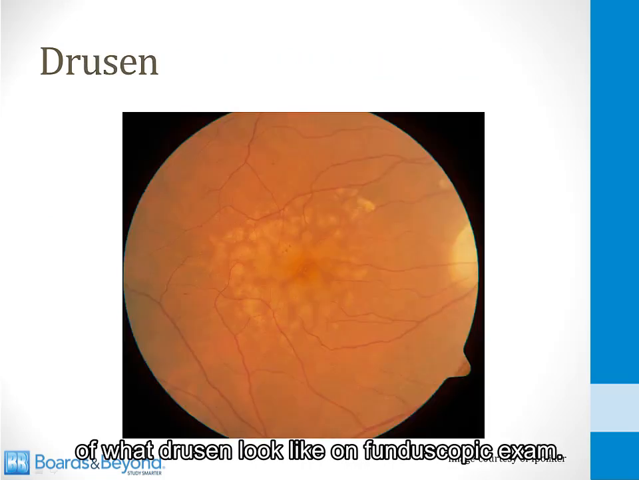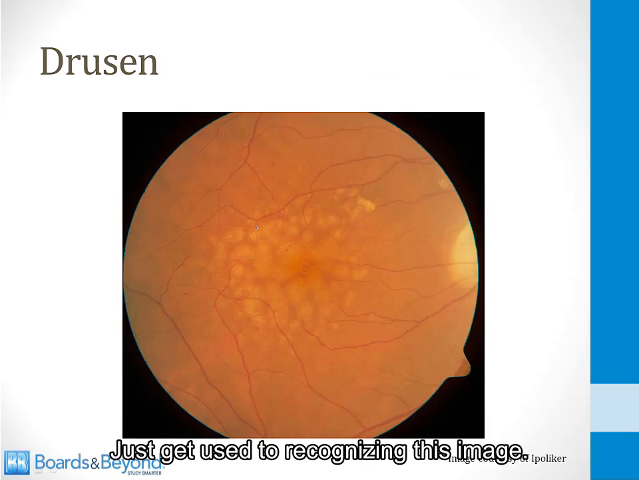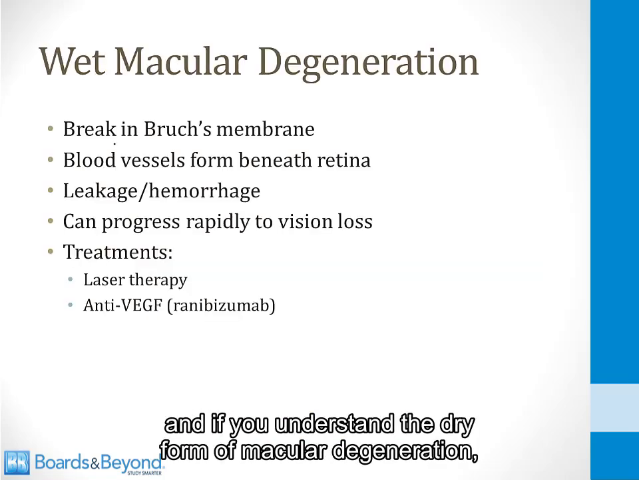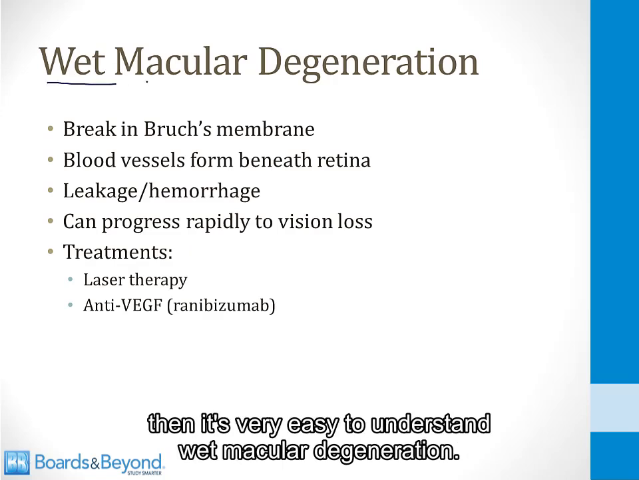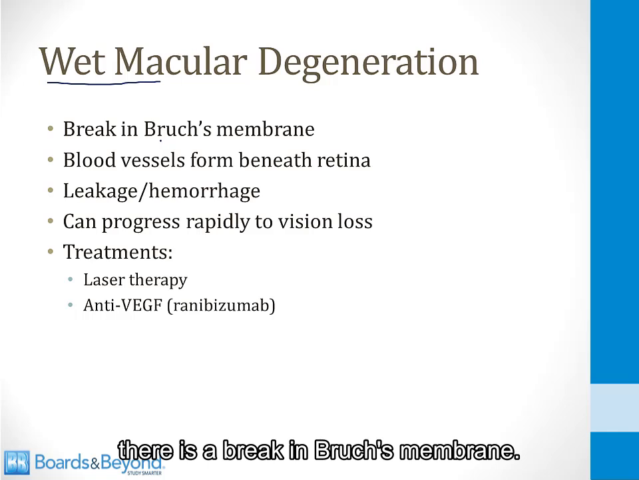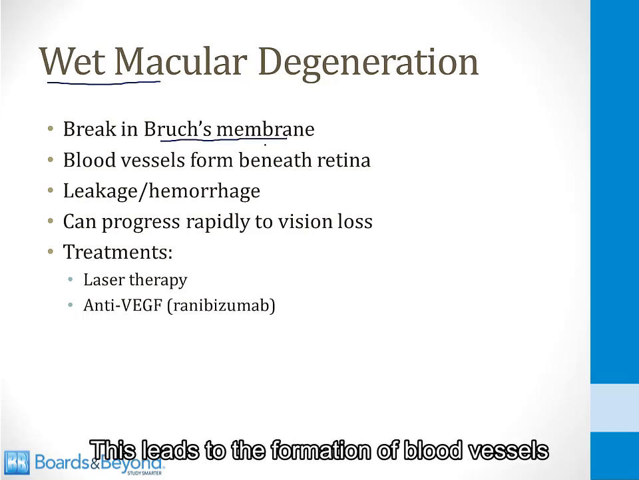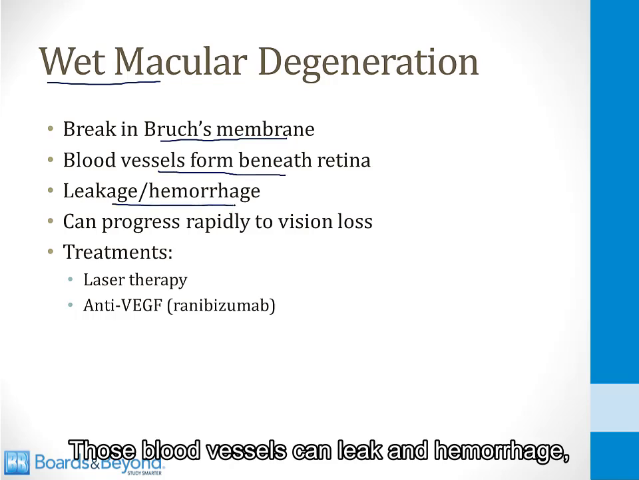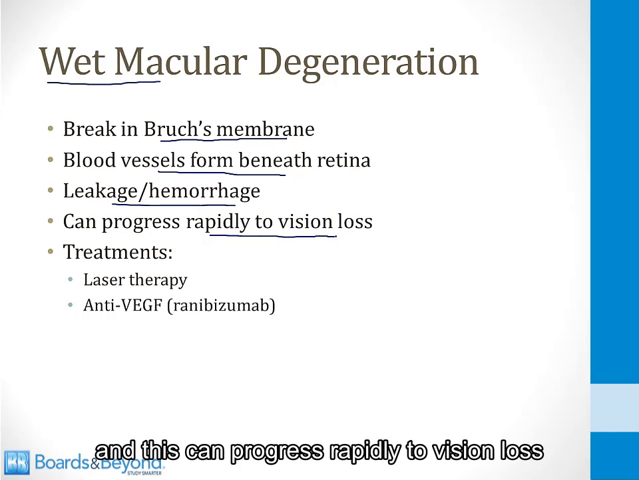And this is a picture of what drusen look like on fundoscopic exam. Just get used to recognizing this image. You can see these yellow dots over the macula area of the retina. And if you understand the dry form of macular degeneration, then it's very easy to understand wet macular degeneration. In wet macular degeneration, there is a break in Bruch's membrane. This leads to the formation of blood vessels beneath the retina. Those blood vessels can leak and hemorrhage, and this can progress rapidly to vision loss.